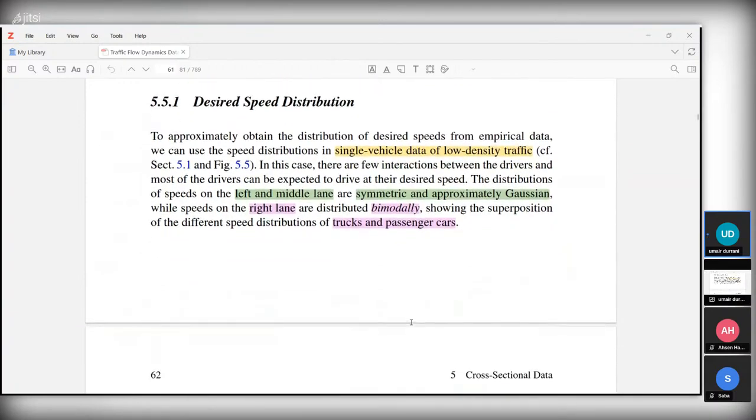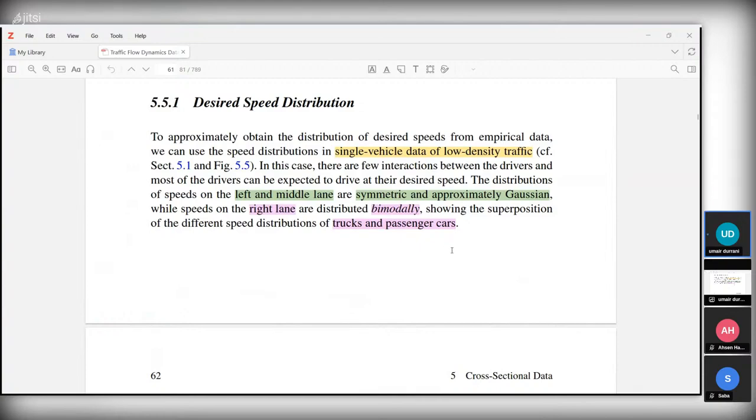The first part is about desired speed distribution. If you have used PTV Vissim or any traffic simulation software, they generally ask you to provide a desired speed of the vehicles or a distribution of the desired speeds. So this is where we understand how we can use detector data, if available, to get desired speed distribution. And once we have that, we can then use it in our simulations. So for desired speed distribution, excuse me, we need single vehicle data. We cannot just use macroscopic data, which is aggregated by the detector.